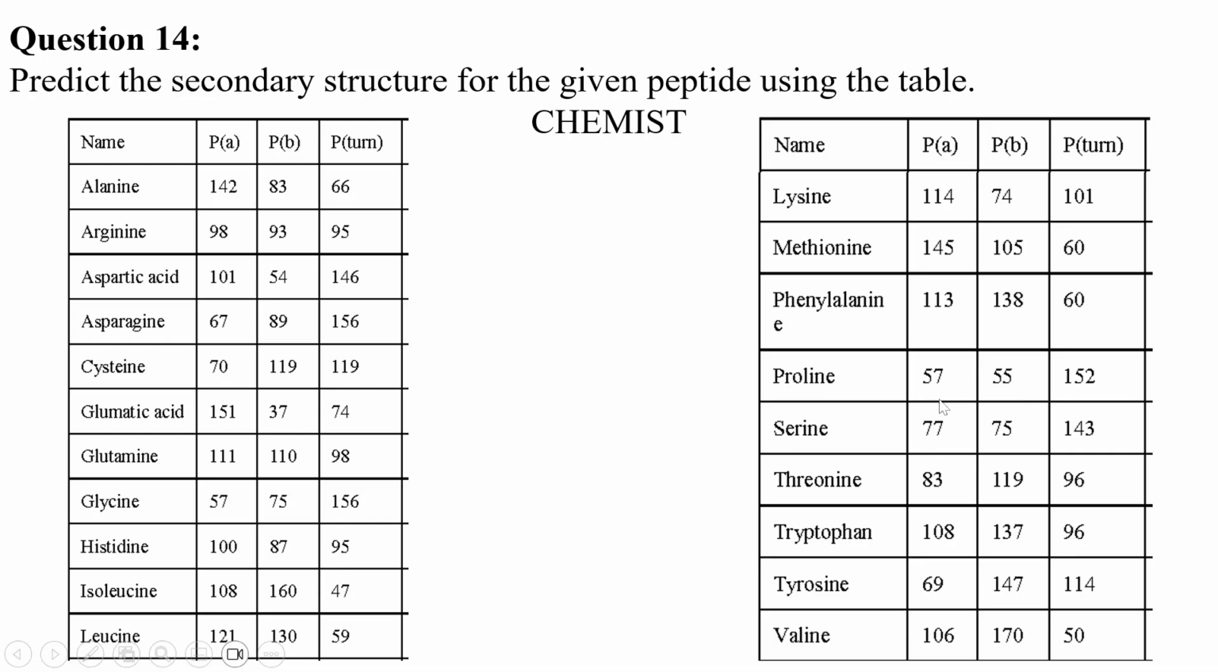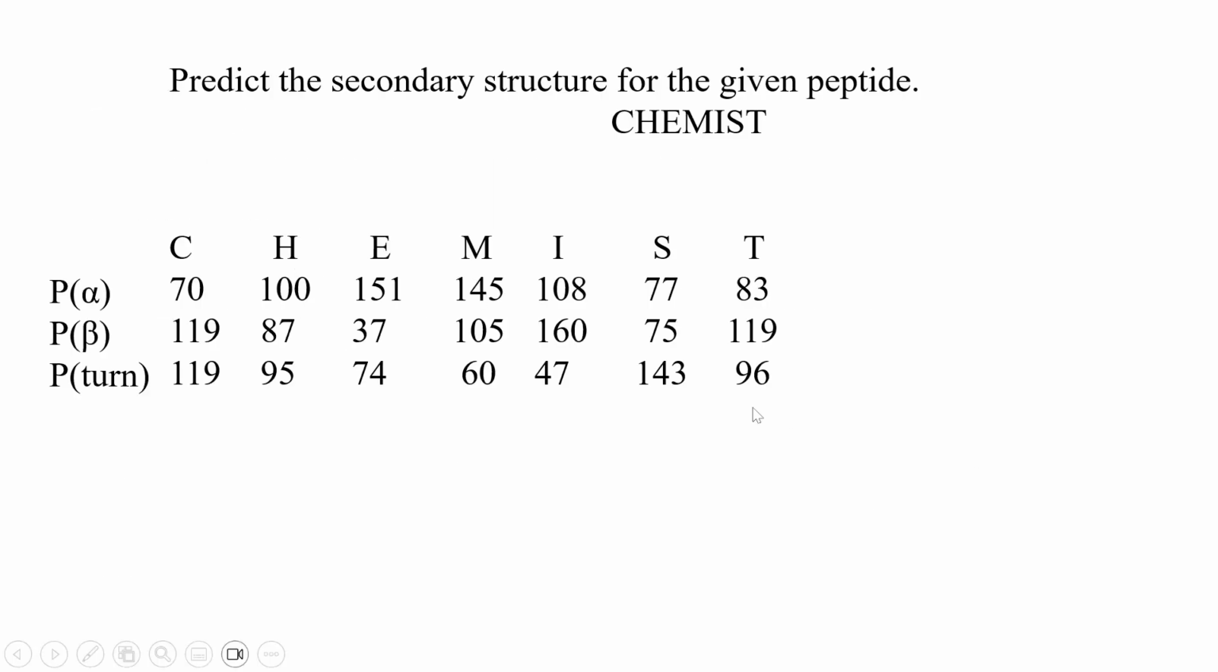So the probability of it becoming an alpha helix or beta sheet, both are pretty low. But if you see, the probability of it becoming a turn is more. Then last is T. T is threonine. For threonine, the probability of alpha helix is 83, but beta sheet is 119. So let's see, I have written the values here.